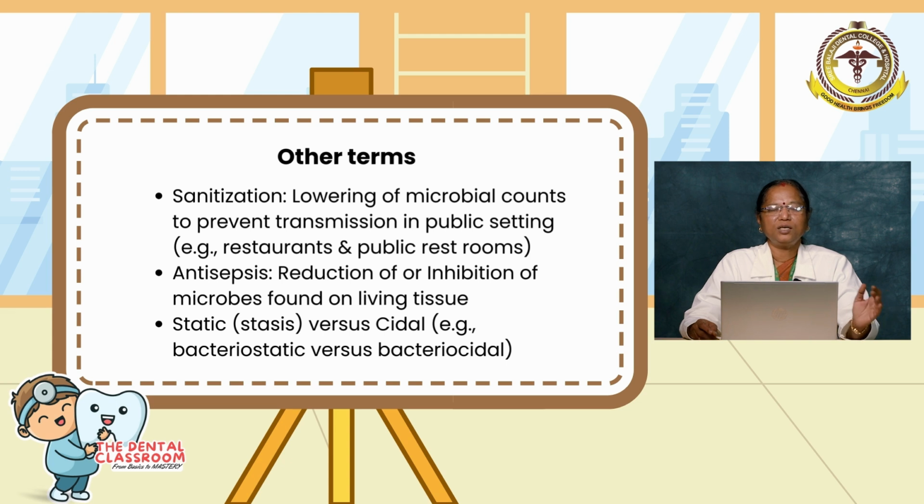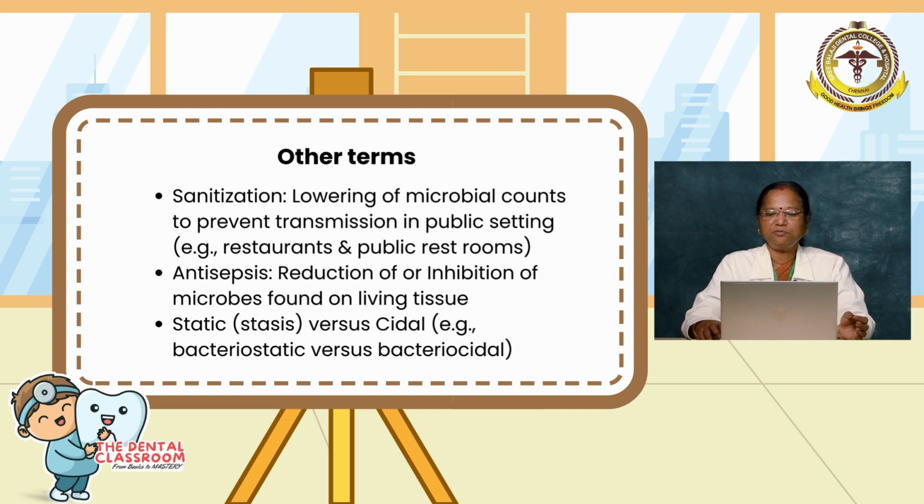Now coming to antisepsis, it is the reduction or inhibition of microbes found on living tissue. You can categorize these disinfectants or antiseptic agents into two categories based on their mode of action: static agents or cidal agents. What are static agents? Static agents arrest the multiplication of the microorganism, but do not kill it. The viability will be there, but the multiplication is arrested. Whereas cidal agents completely kill the microorganisms.